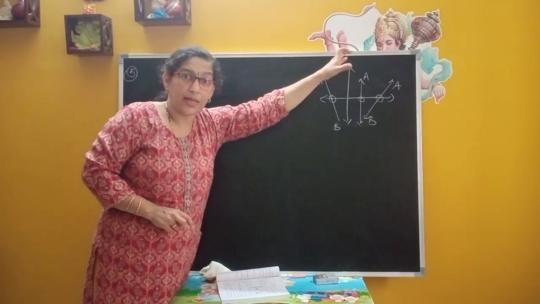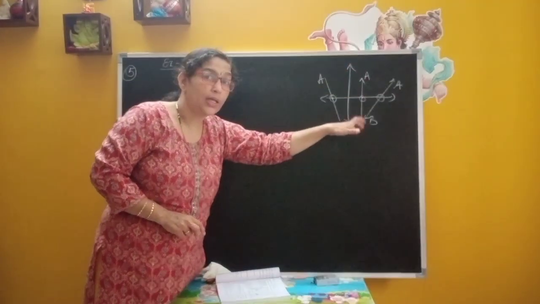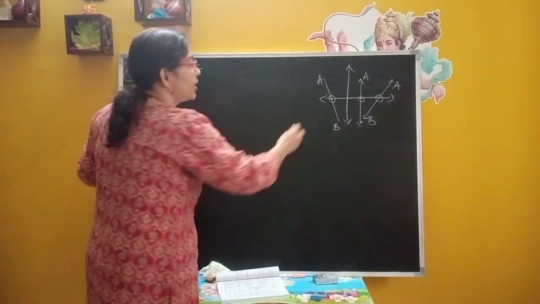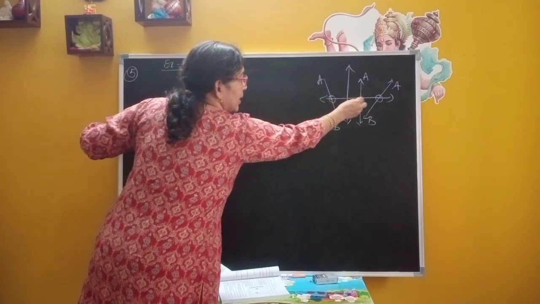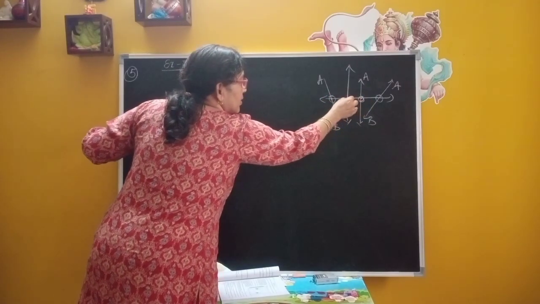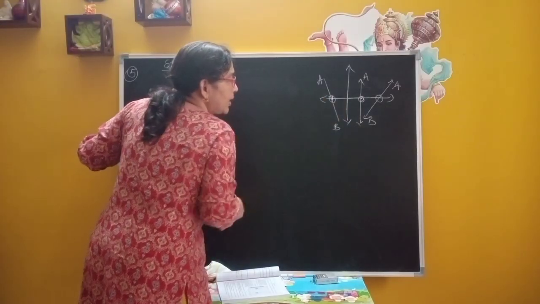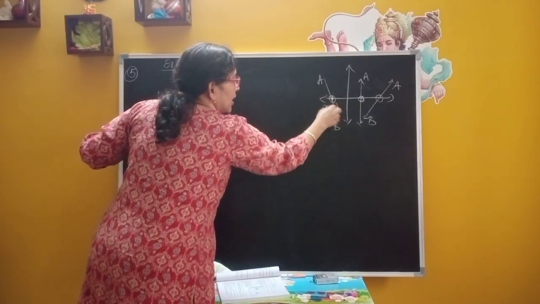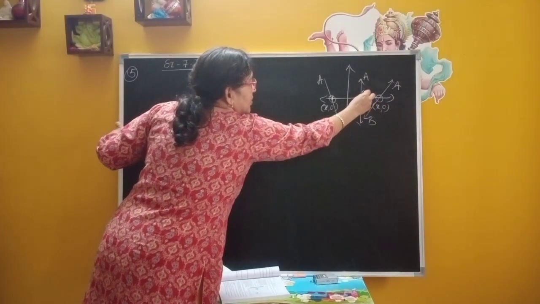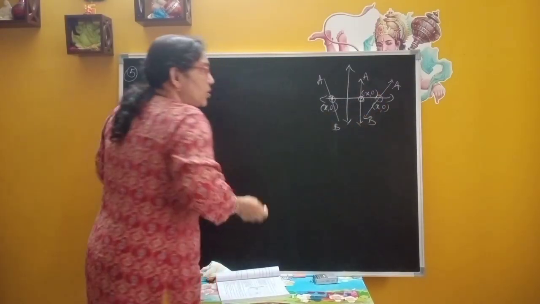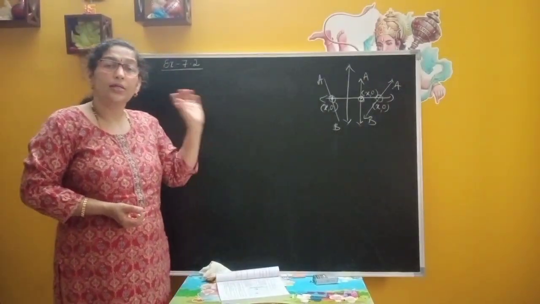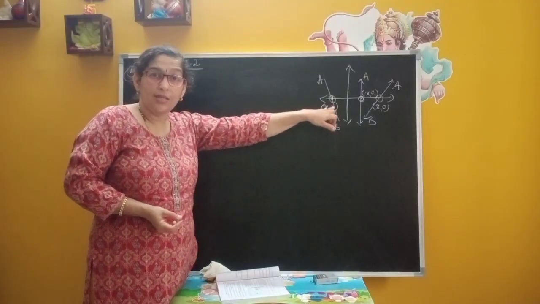Now we need to find the coordinates of this point. Since the dividing point is on the x-axis, that means the x-axis is dividing the given line, so the coordinates of this point are (x, 0), because the y coordinate is 0 only. Even if you take this point, it would be (x, 0). So if the x-axis divides the given line, the coordinates of that point would always be (x, 0).